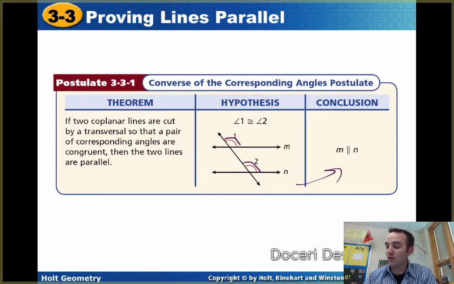This is saying if we know that angle 1 and angle 2 are congruent and that those are corresponding angles, so if we have corresponding angles that are congruent, we know my two lines are parallel.